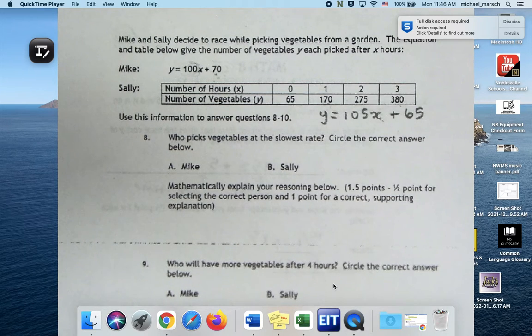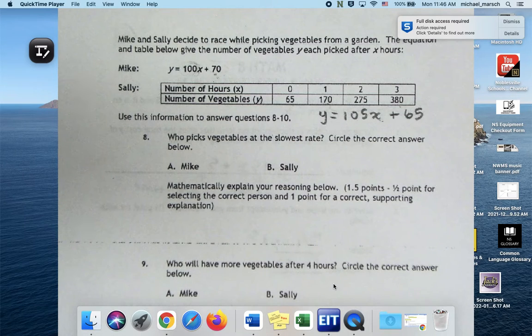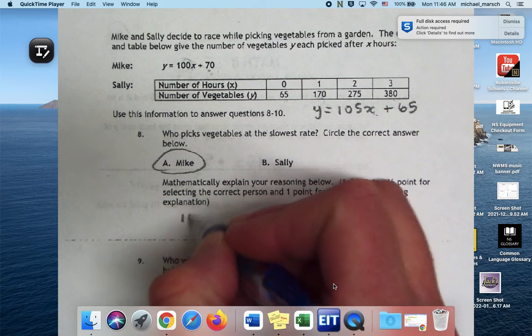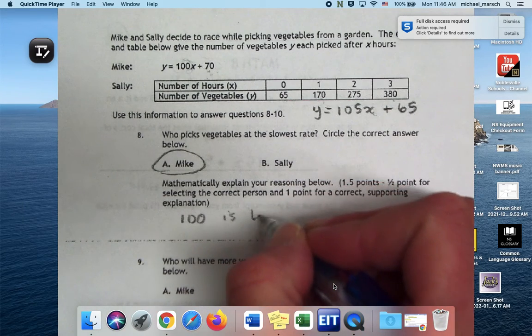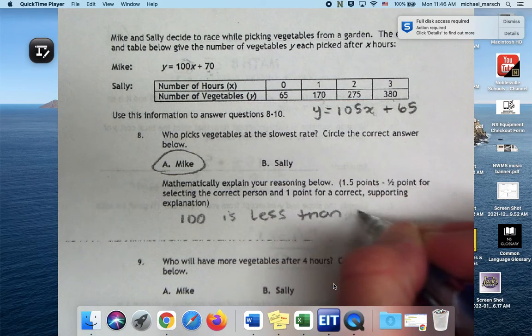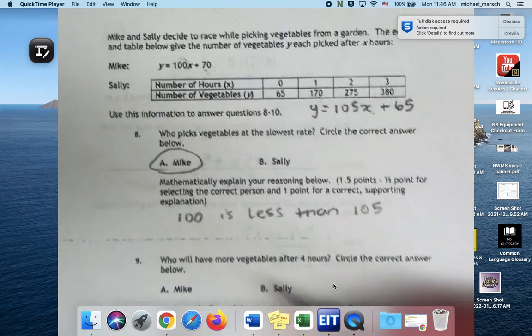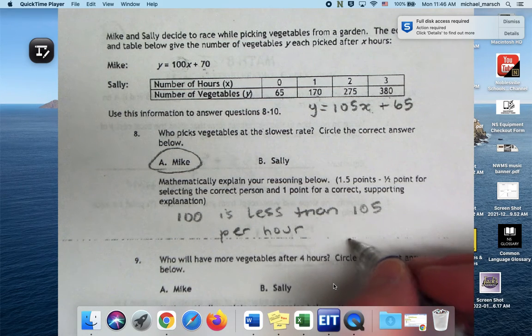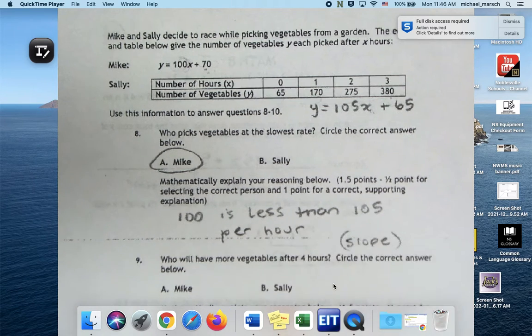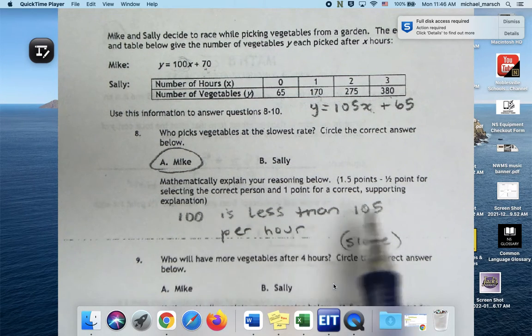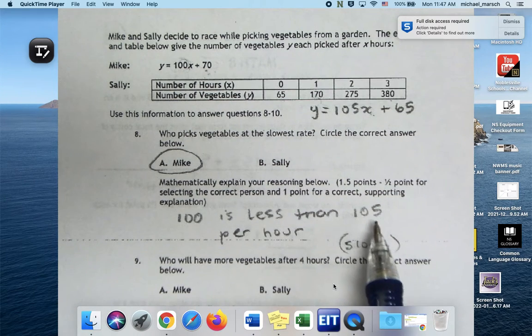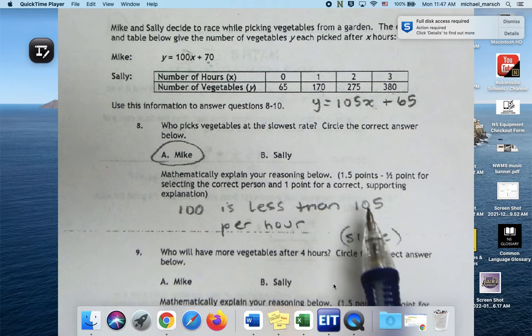Thumbs up, Carmen. All right, who picks vegetables at the slowest rate? Mike. How do we know that? Because 70. Wait, no, 100 is less. 100 is less than 105. Yep. Good job. That's per hour. Again, that's our slope values. So whose line would be steeper if I graphed this? Sally's, because this is a bigger slope, so it would be steeper. They're both going to be very steep, but this one would be steeper.